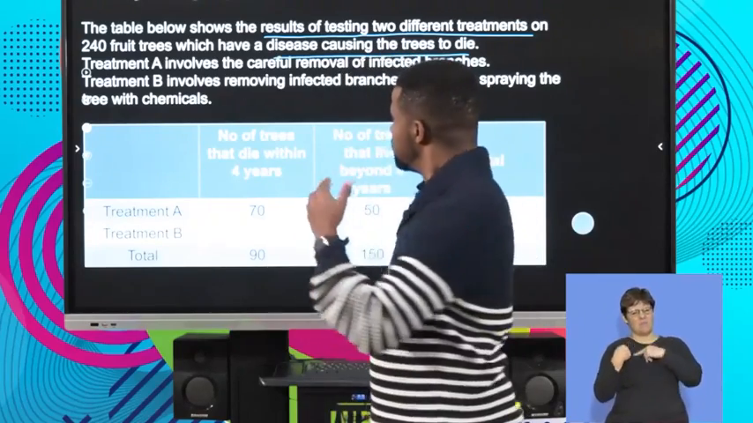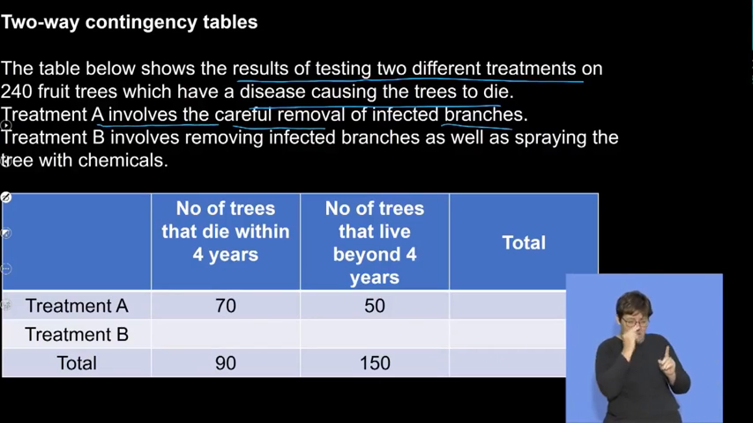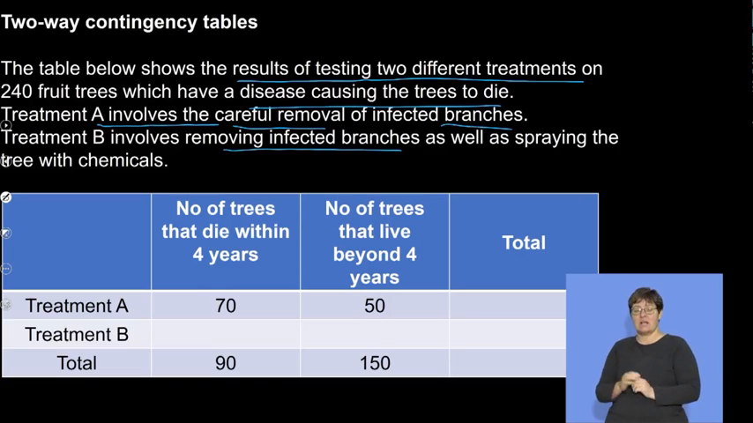Treatment A involves a careful removal of the infected branches. That's treatment A. Treatment B involves removing infected branches as well as spraying the tree with a chemical. So you're going to remove it and spray with some chemical. All together. So let's see our table. What does our table mean? Our table shows treatment A and treatment B.